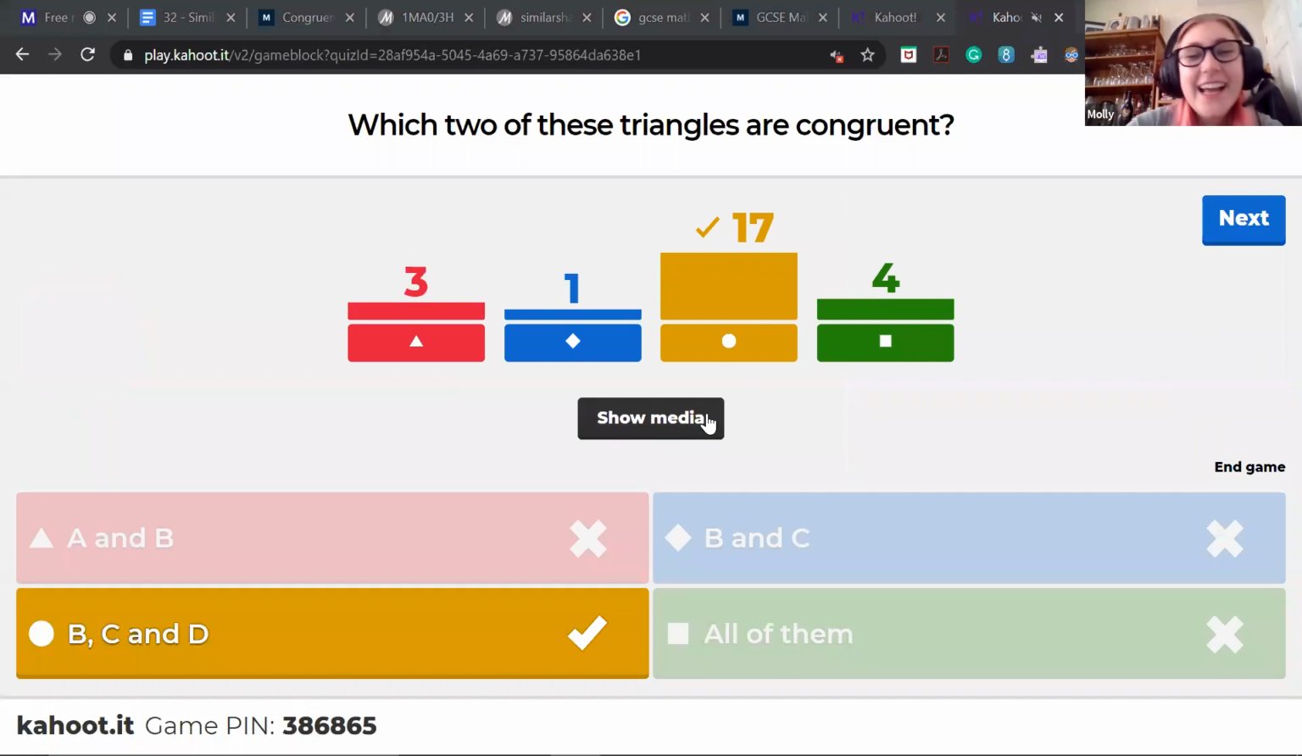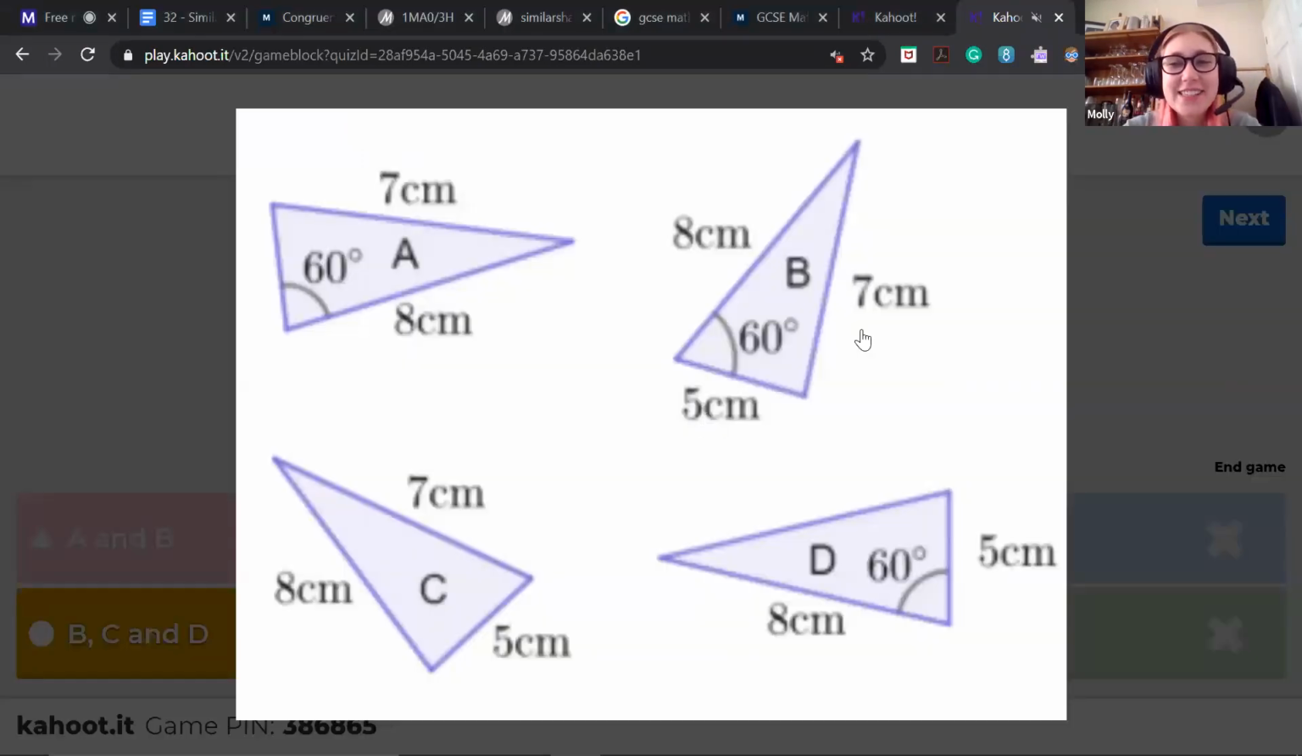Brilliant. Yeah, sorry about how I got that one wrong the first time. But yeah, the reason is that because B has the most information, we work from B. So B and C are congruent by SSS because we've got all of the sides exactly the same. And B and D are congruent by SAS. So we see we've got the 8 and the 5 and the included angle in the middle, the 60.